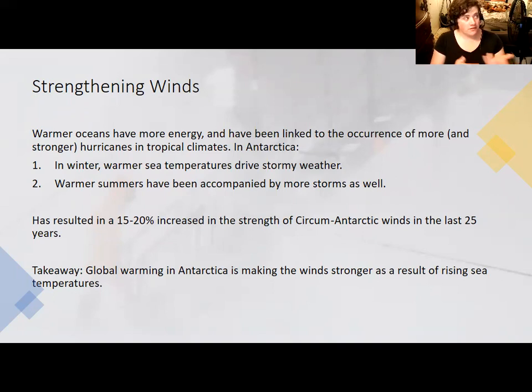And this is just a sign of how much chaos has been caused by global warming. It's not necessarily the thing you think of instantly, but remember hurricanes. We have more hurricanes because of global warming, because of the energy in the water, and more energy in the Southern Ocean means stronger storms in Antarctica.